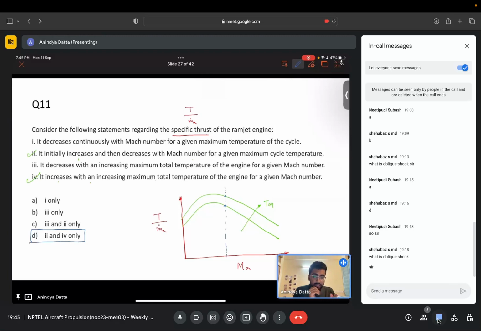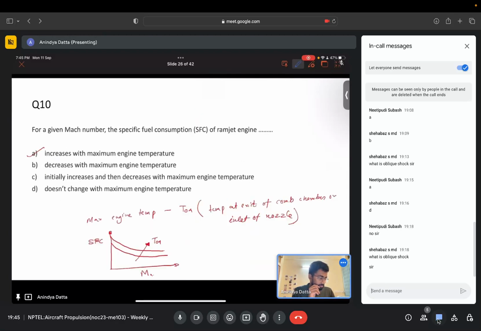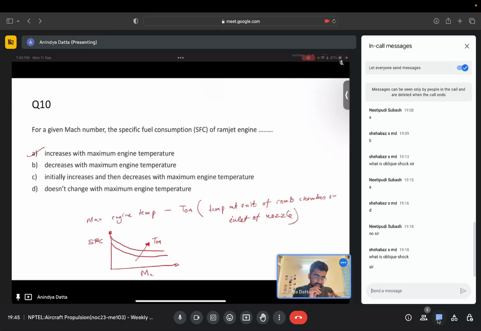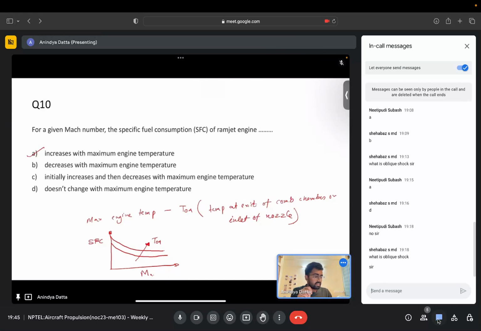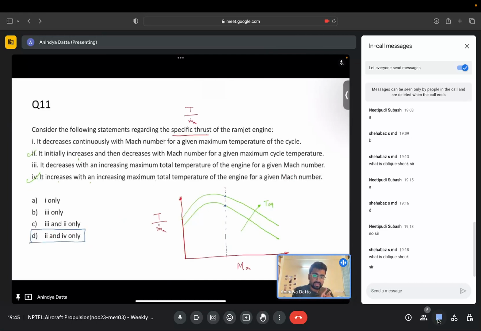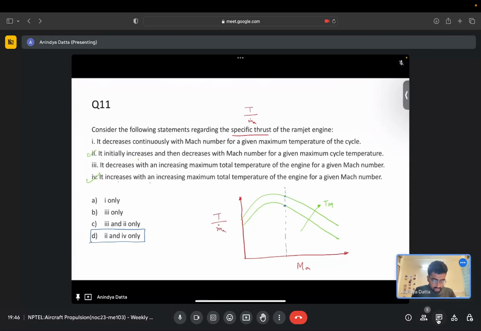If you remember these two plots for ramjets, what is important is the variation of SFC with Mach number and maximum cycle temperature. For SFC, the plot looks like this. It decreases with Mach number and saturates at a value, but if you increase the maximum cycle temperature, SFC will increase. And the specific thrust increases with Mach number and then starts decreasing for a given maximum cycle temperature T04, and if you increase T04, the curve shifts upwards. All right, so these are the variations.